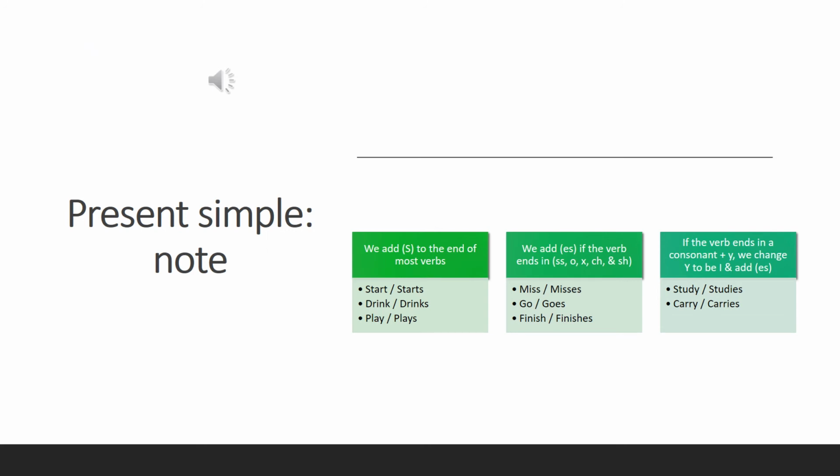In this part, we have a note. As we said before, in the present simple tense, we will add s, es, or ies to the verb. When can we add s? Number one, we add s to the end of most of the verbs, like start, starts; drink, drinks; play, plays. Number two, we add es if the verb ends in ss, o, ch, or sh, like the examples we have: go, goes; finish, finishes. Number three, if the verb ends in consonant plus y, in this case we will remove y and add ies, like study, studies; carry, carries.